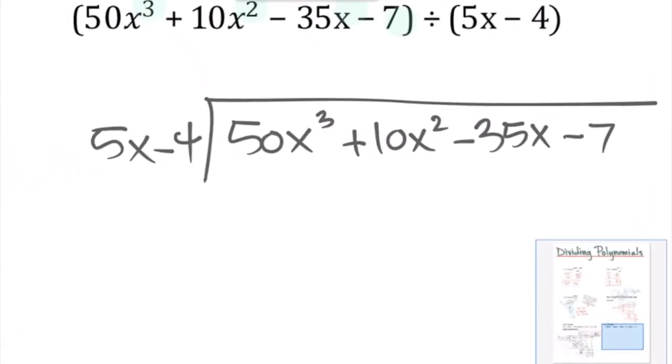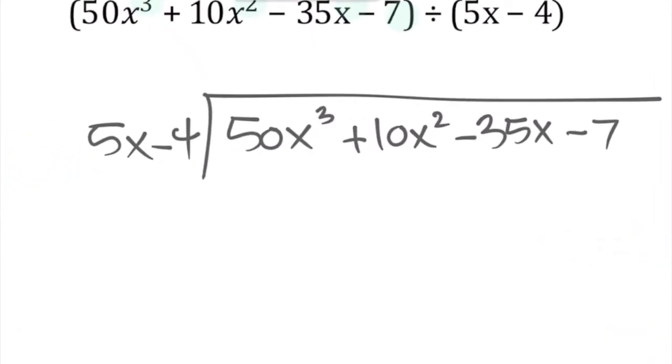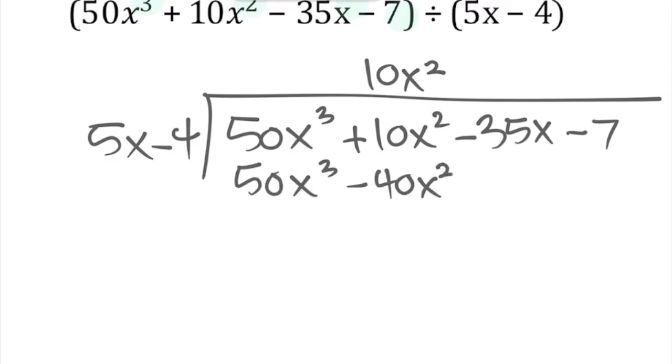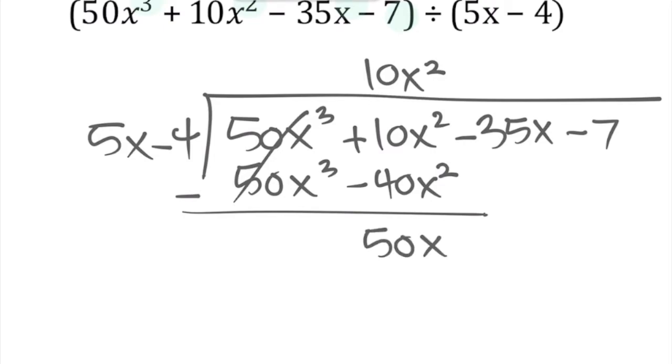Now, 5x times what gives you 50x cubed? Hopefully you're thinking 10x squared. Now we multiply 10x squared times that binomial and get 50x cubed minus 40x squared. We subtract. Those go away. 10x squared minus a negative 40x squared, be careful there, is a 50x squared. We'll go ahead and drop our next term of negative 35x.